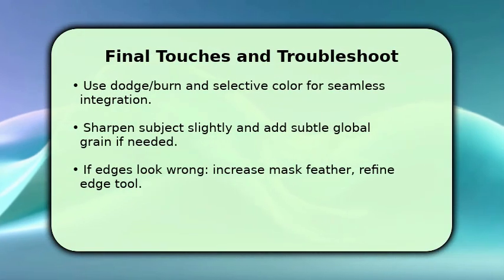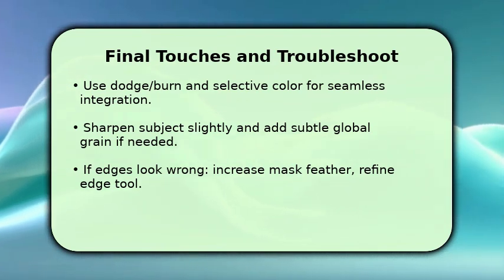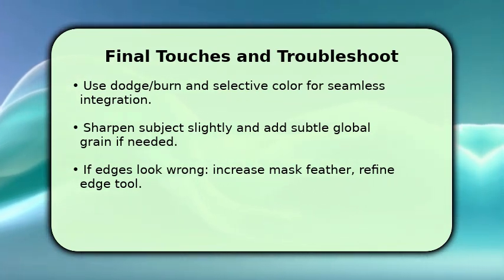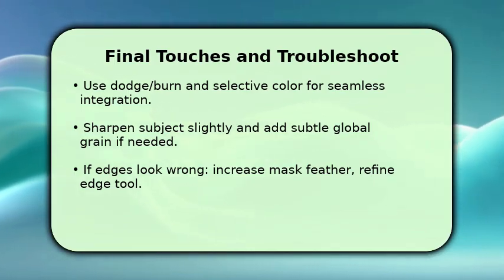Finish by blending with dodge and burn to match contact shadows and highlights. You want cohesion between subject and new background. Add selective color tweaks and a slight sharpening on the subject. Then apply a subtle global grain or blur to match image noise.